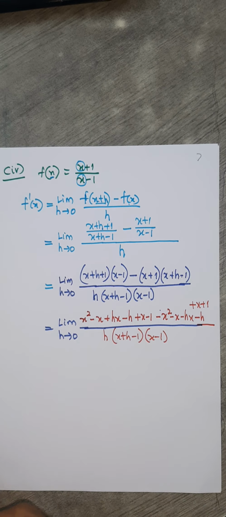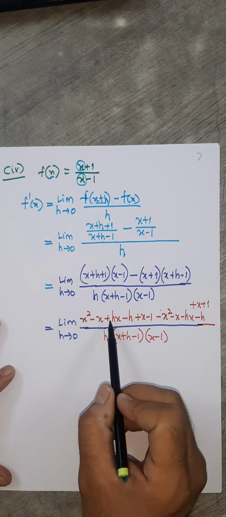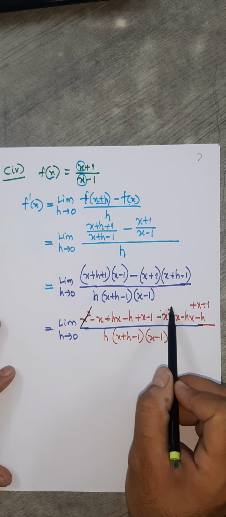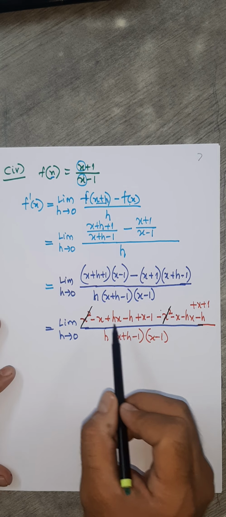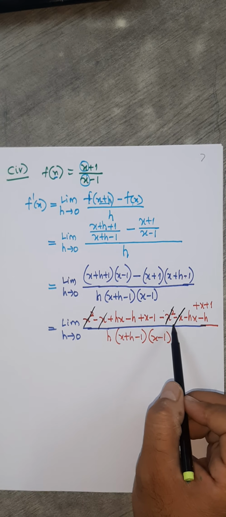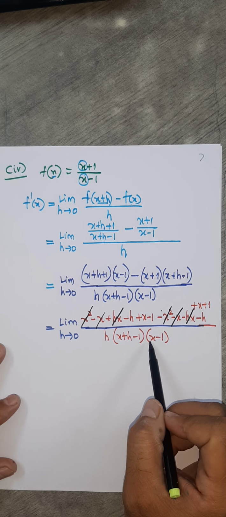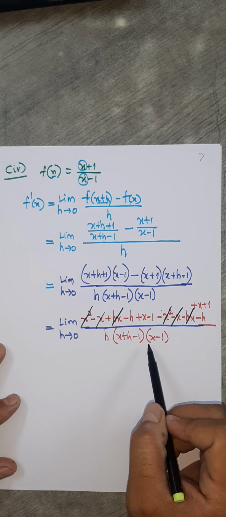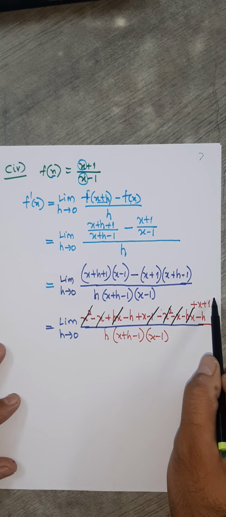h should be common from the numerator, and that we are going to cancel with the denominator. See, this x squared will get cancelled. Then this minus x will get cancelled. hx will get cancelled. What about this here? 1 will get cancelled.